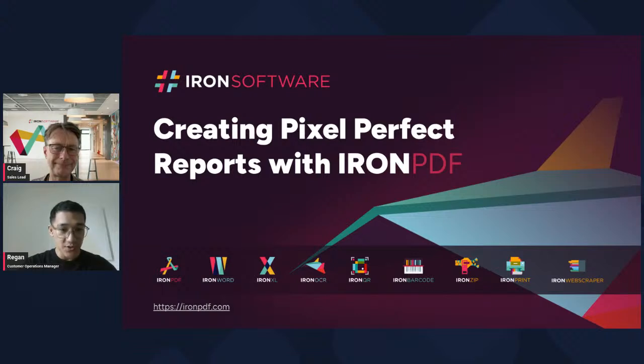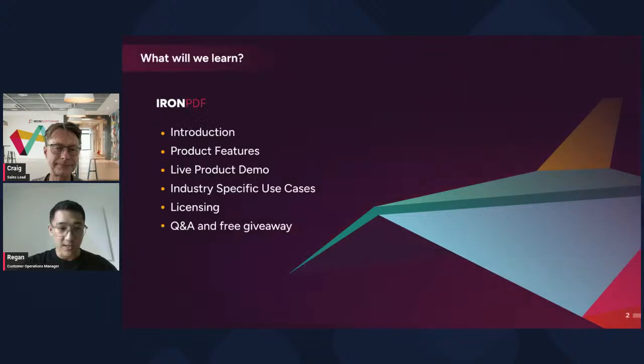Let's get started, and we'll show you the agenda on the next slide, and Craig can walk through what we will be going through. Today is a brief overview. We'll have an introduction to IronPDF and all the features. Regan will go through that. Then he'll give us a live demo showcasing how you can convert HTML to pixel perfect PDFs, secure your documents with watermarks and signatures, and merge multiple PDFs seamlessly. These are just a few of the features that we offer in IronPDF.